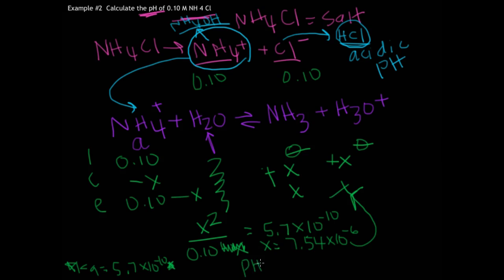So pH equals opposite the log of H. So opposite the log of 7.54 times 10 to the negative 6. And the pH ends up being 5.12. 2 sig figs. This was a 2 sig fig problem off the bat. So there's my 2 sig figs.